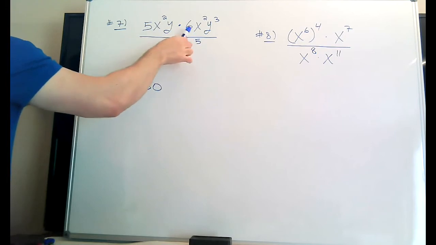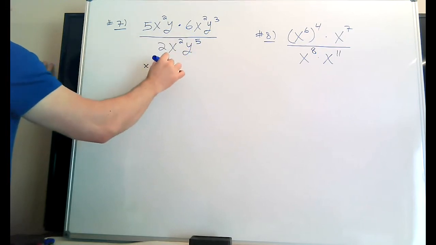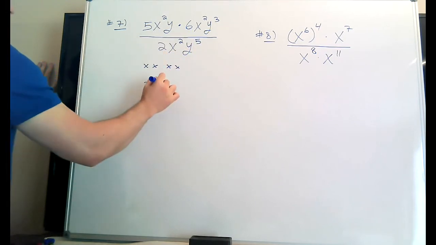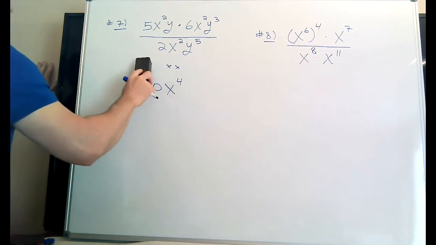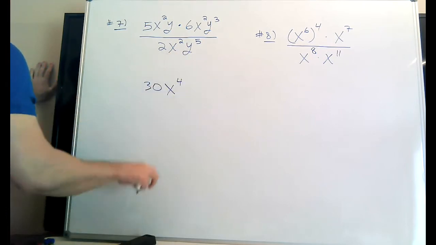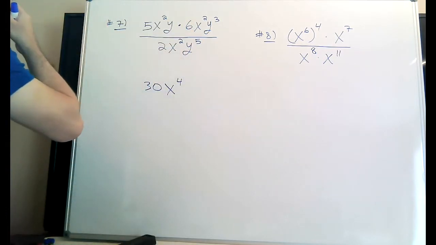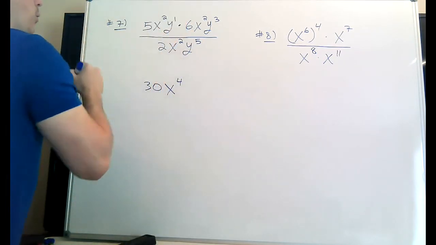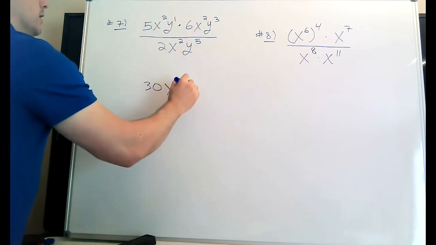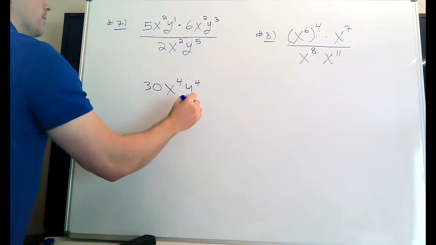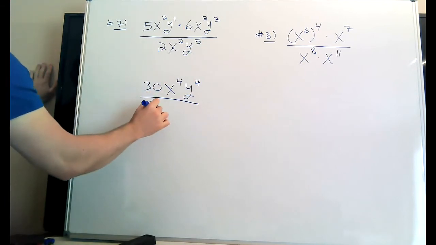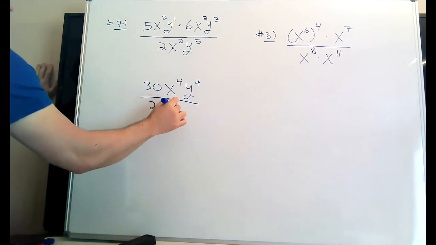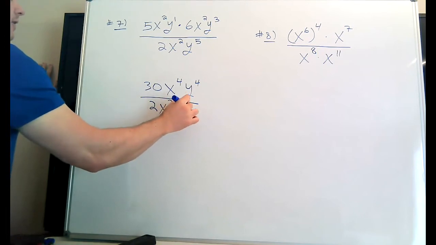But x2 and x2, when you times them, right? There's 2. There's 2, right? You add the powers together. You get x4, right? Then you have y and y third. So you got to be careful. This is a y1, and that's a y3. So that's going to make y4. Now, on the bottom, you have a 2. You have x squared. You have y to the 5th.